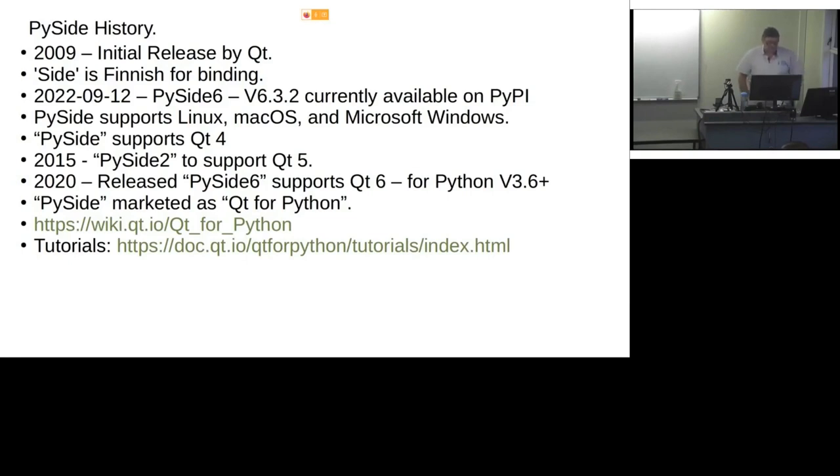We've got the 12th of September, when PySide 6, which is at version 6.3.2, became available on PyPI. And PySide supports Linux, Mac OS, and Windows. PySide, without any numbers after it, supports Qt4. And then in 2015, there was a PySide 2 that came out to support Qt5, and then 2020 was the release of PySide 6 to support Qt6. And you must have Python 3.6 or better for using PySide 6.